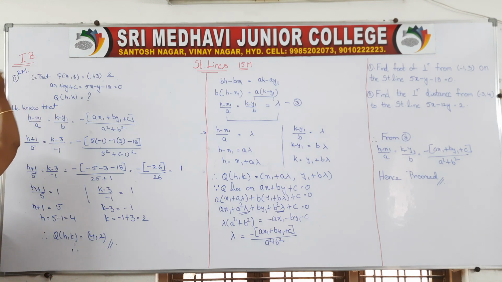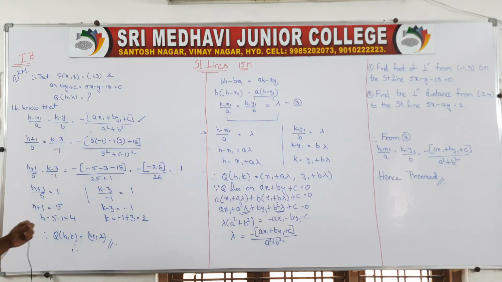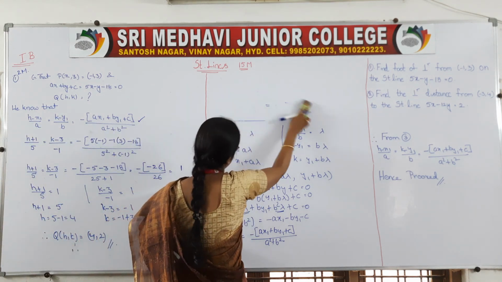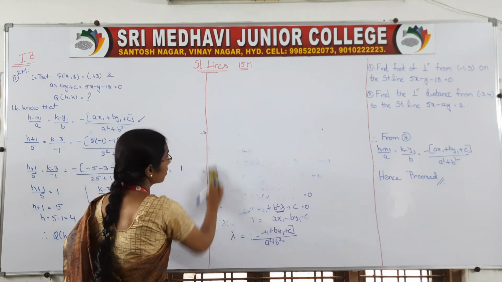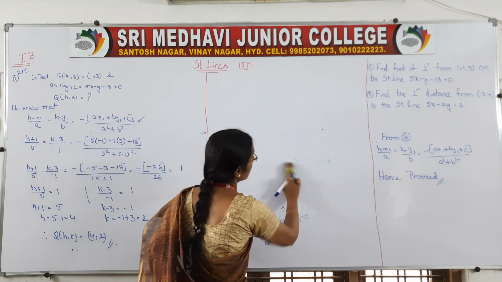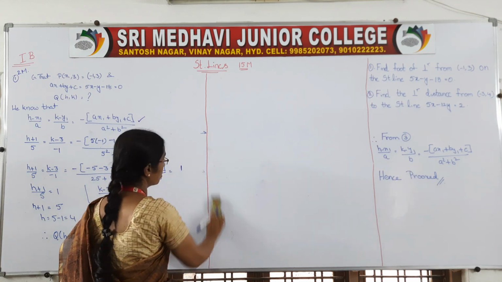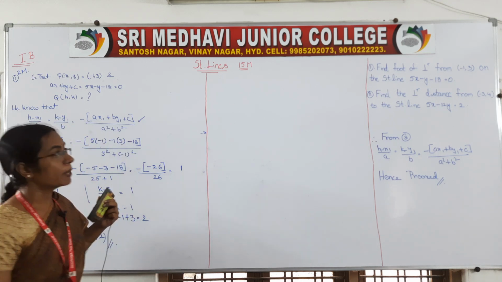Okay, so this is the problem based on our theorem. So in the question, if foot of the perpendicular is given, you can take this formula to solve your question. Now come to the second question. What is the question? Find the perpendicular distance from minus 3 comma 4 to the straight line. It is perpendicular distance, not foot of the perpendicular.